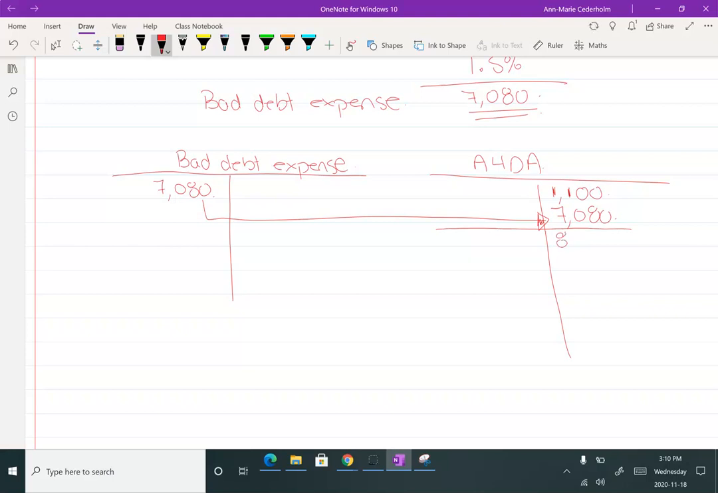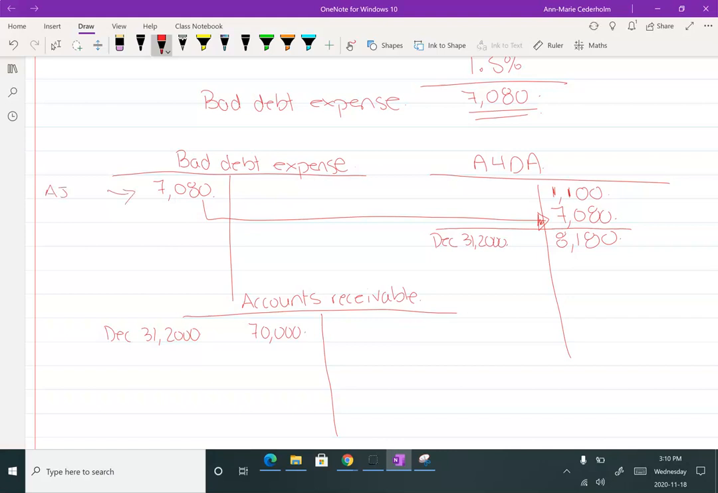So I have 8180. And now what I'll also want to do is open up my accounts receivable and see what balance that was. So it was 70,000 at the end of 2000. So I'll just say December 31st, 2000. And I'll call this December 31st, 2000. And then this was my adjusting journal entry for 2000.